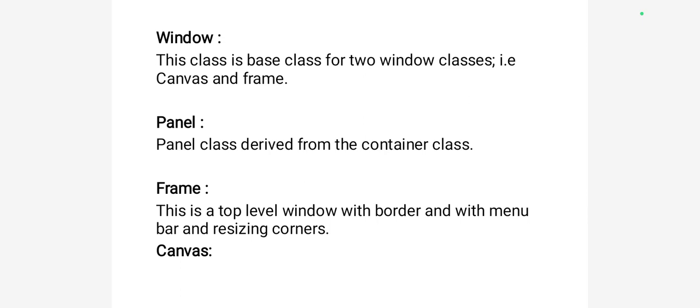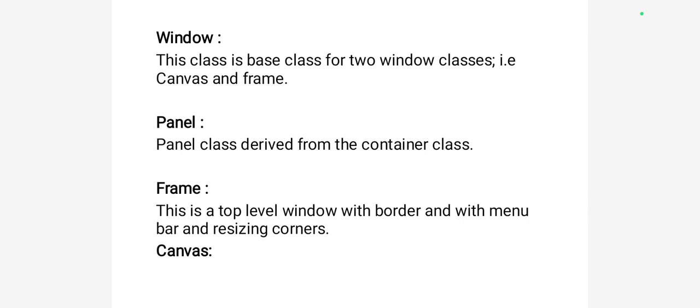The next one is panel. The panel class is derived from the container class. It is similar to a window without any border, menu bar, title bar, etc. Panel is the simplest container class. Panel provides a space in which an application can attach any other component, including other panels. The default layout manager for a panel is the flow layout manager. This is all about the panel.